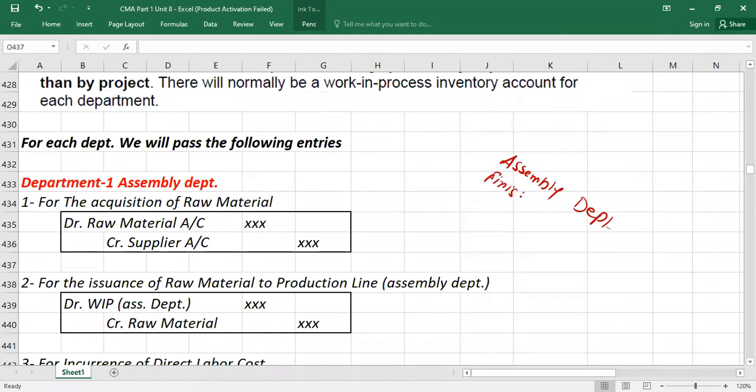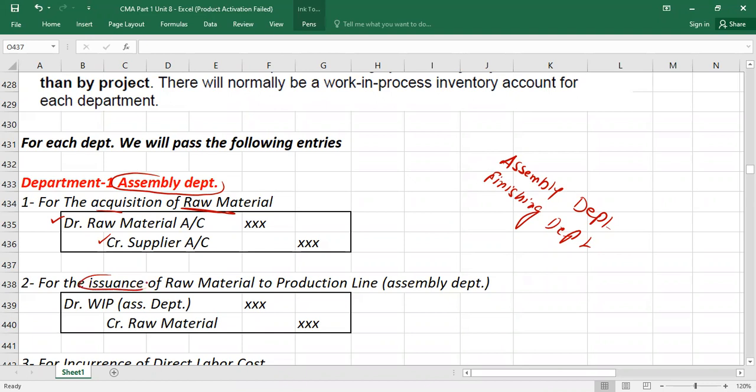So how will entries be passed in each department as our product moves? These are entries you have to remember. Number one, we are sitting in the assembly department first. Obviously, even if you are manufacturing cars, first you need to acquire raw material. When you buy the raw material, what entry do you pass? Same entries we discussed in job order costing, but only one entry will change. We don't have under absorption, over absorption, and applied overheads here. No, only actual cost will be recorded. Number one, when we acquire the raw material, we will debit raw material and credit supplier. Understood? This is a normal entry.